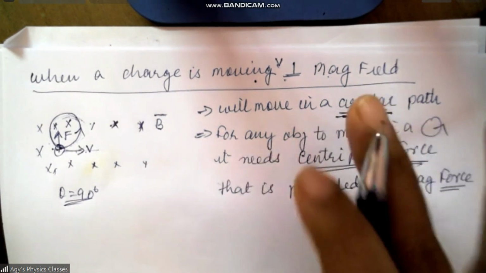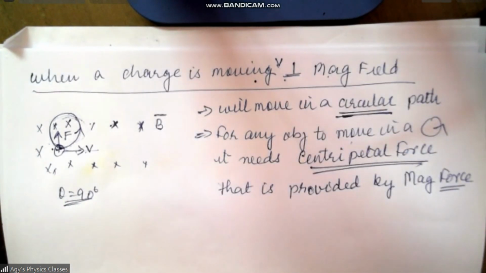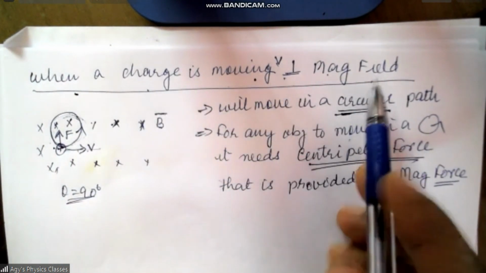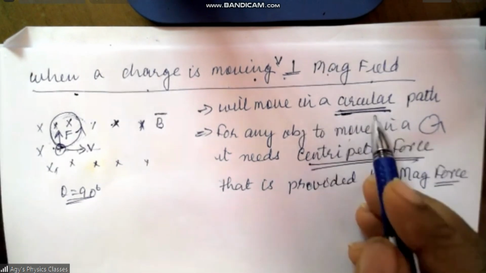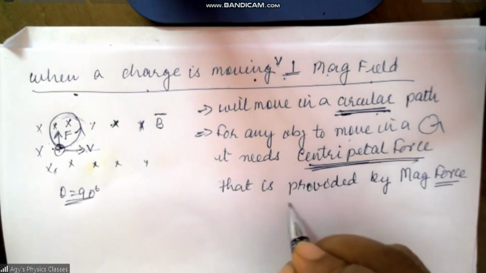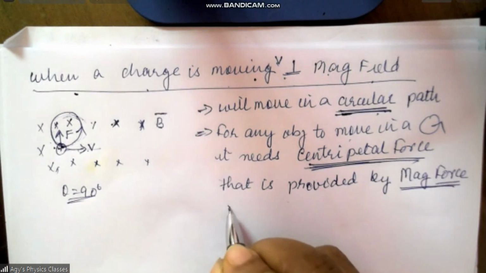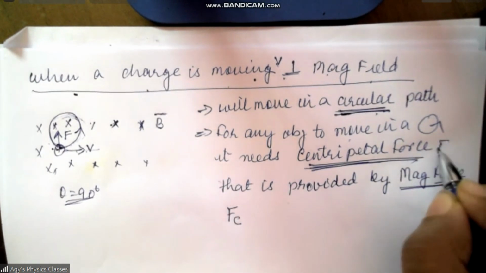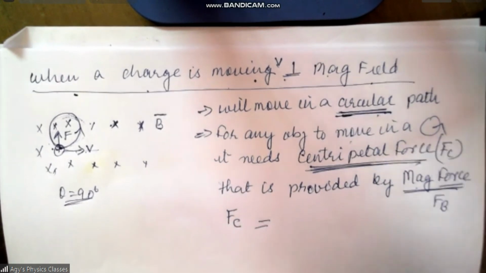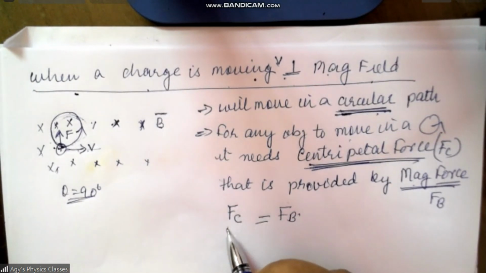Study this thoroughly again, because this concept is repeated in the next chapter and the last chapter as well. When a charge is moving in a magnetic field, it will move in a circular path. If it is moving in a circular path, it needs centripetal force. This centripetal force is supplied by the magnetic force. So we can write centripetal force, Fc, is equal to magnetic force, Fb.